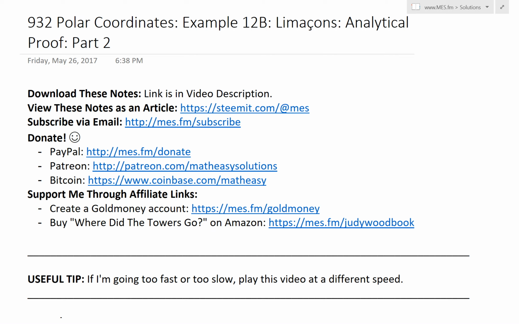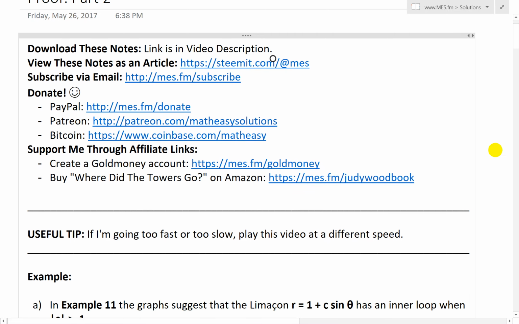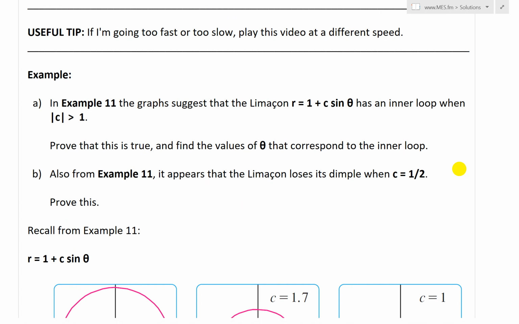To discuss further polar coordinates, now look at example 12 again and look at question B of example 12. Basically it goes over the Limaçons and the analytical proof that I went over in part 1, and I will just do part 2, which looks at question B, which is this one right here. So make sure to watch my last video on question A, which is part 1.